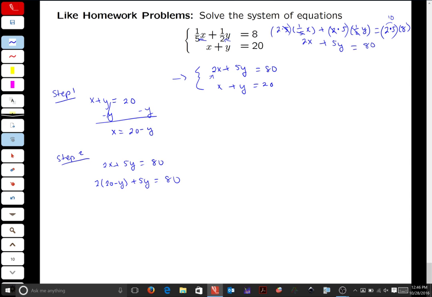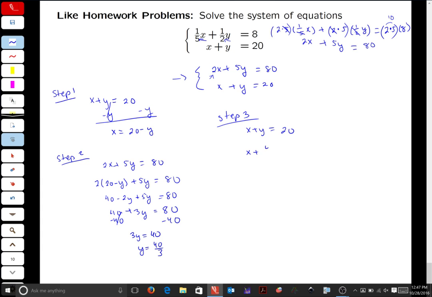What's 2 times 20? 40. So 40 minus 2y plus 5y is equal to 80. Minus 2y plus 5y, 3y. So 40 plus 3y equals 80. Subtract the 40. Yep. 3y equals 40. So y is equal to 40 over 3. Unfortunately, that fraction I have to keep. Plug it back into the second equation because that's the easy one. So I have x plus 40 over 3 is equal to 20.